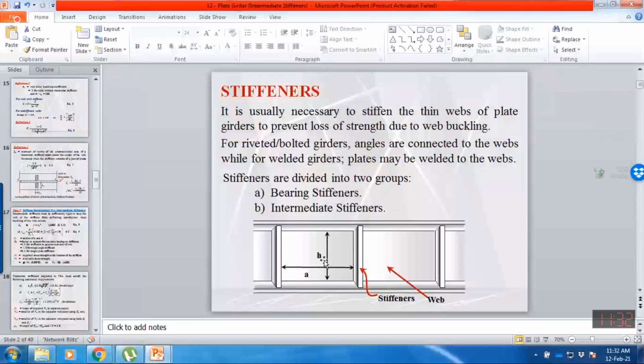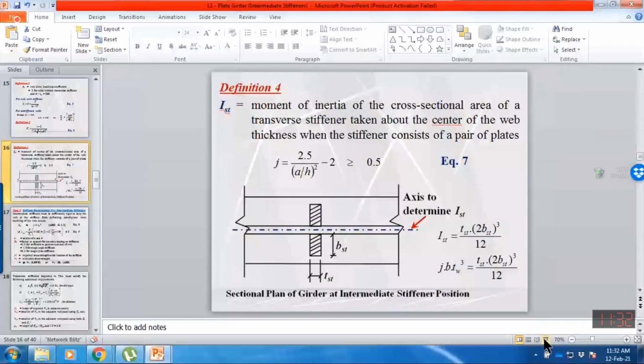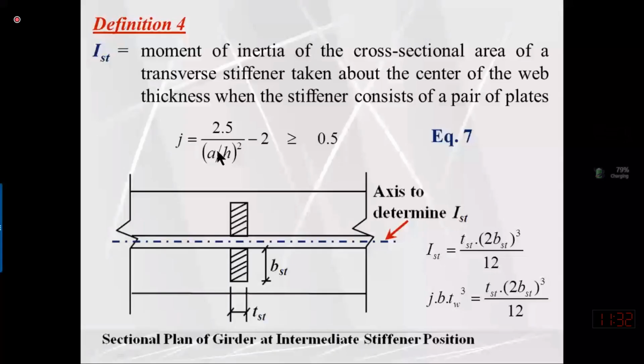So whatever is the lesser out of H and A, that will be the B value that we are going to use in this equation. And what is the J value? J value is computed by this expression. So J is equal to 2.5 divided by (A over H ratio) square minus 2. And this value should not be less than 0.5. So this value is always equal to or more than 0.5.